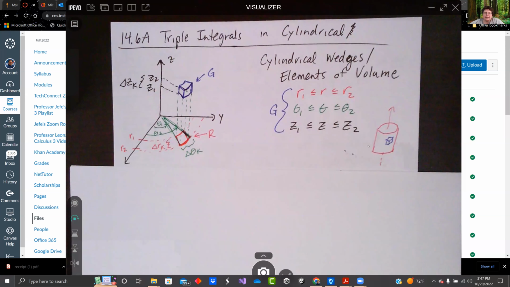Hey everybody, welcome back. This is 14.6. We're working on triple integrals for Calculus 3. Today we're learning how to deal with cylindrical and spherical shapes. So let's start off with cylindrical.